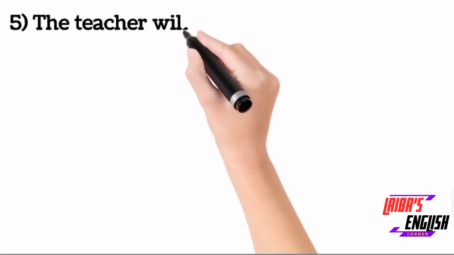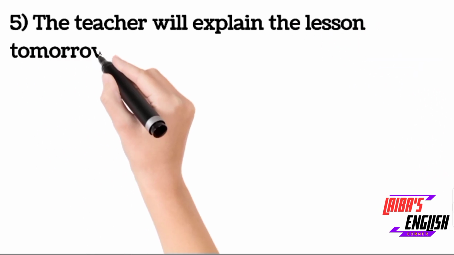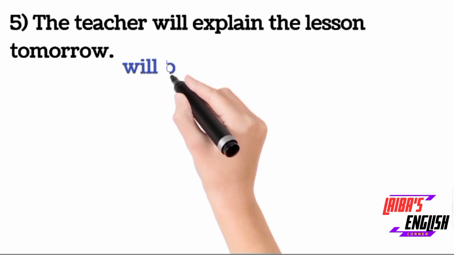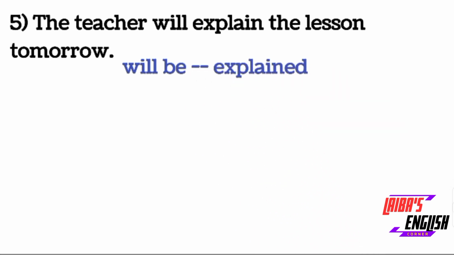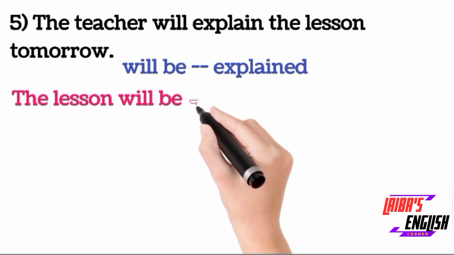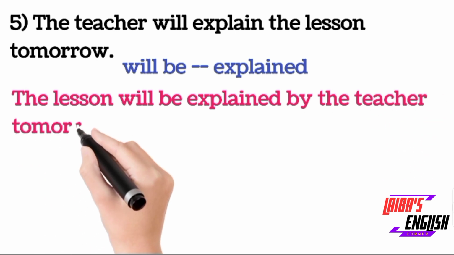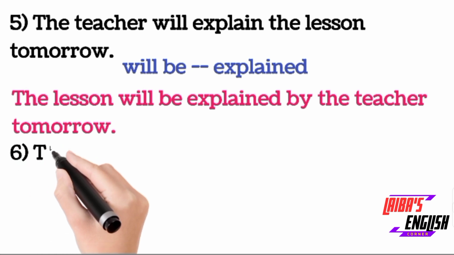Fifth example is the teacher will explain the lesson tomorrow. Here we are using will. So I already told you that when we use will, we will change will into will be. And we will use third form of verb. Explain will change into explained. So the lesson will be used in the place of subject. So the lesson will be explained by the teacher tomorrow.